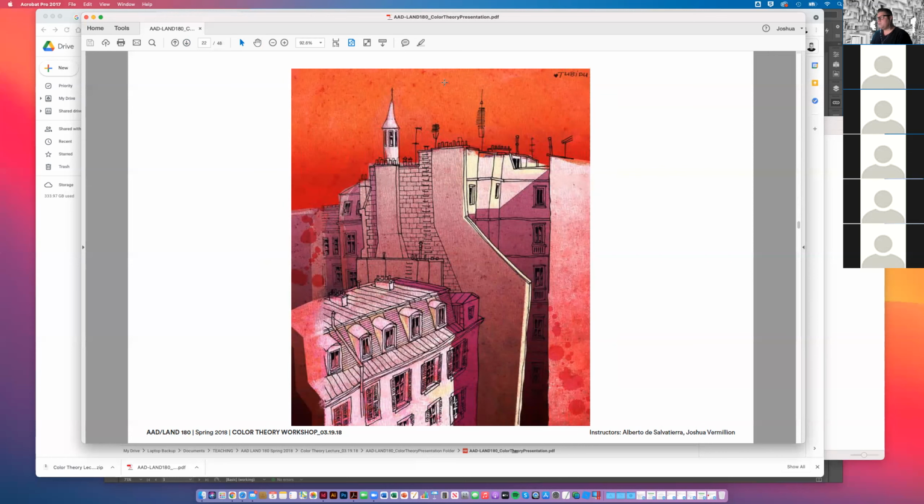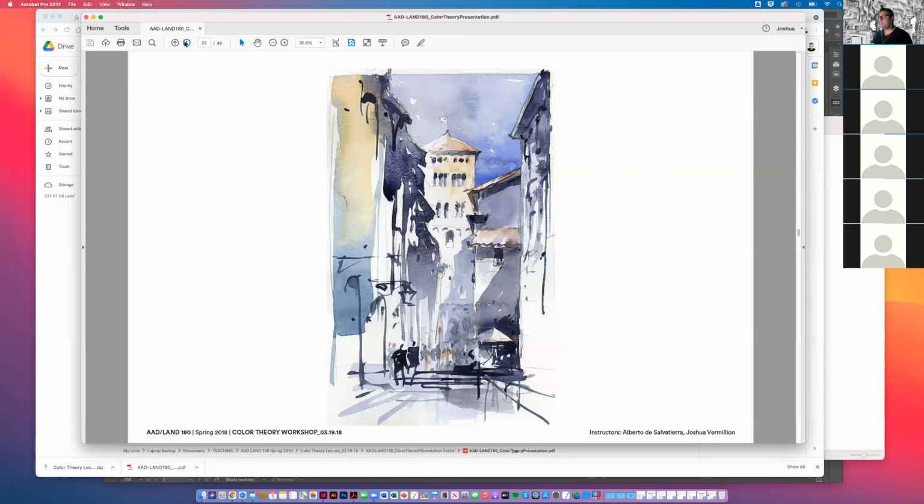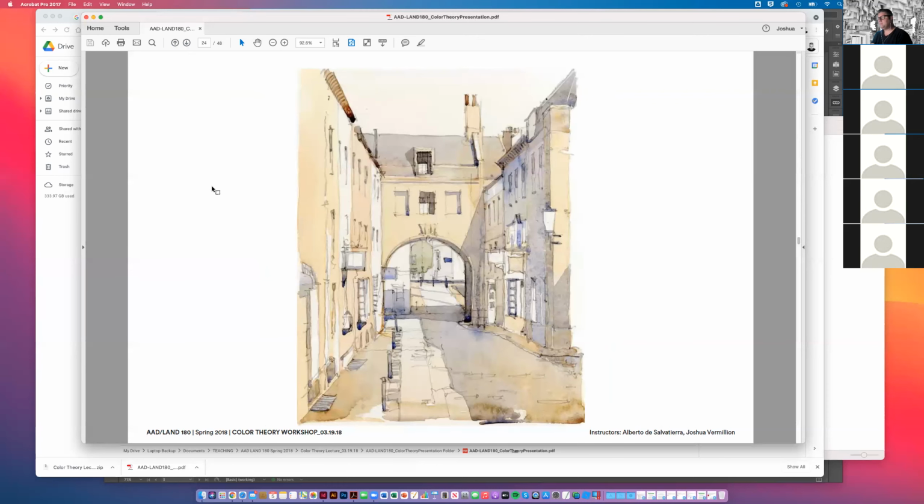Analogous, right? We go from red with some orange values in it all the way to red with some violet values in it. So orange, red, red-violet, right? All of those three are adjacent on the color wheel. Complementaries, right? Blue and violet, yellow and orange. Same thing, right?